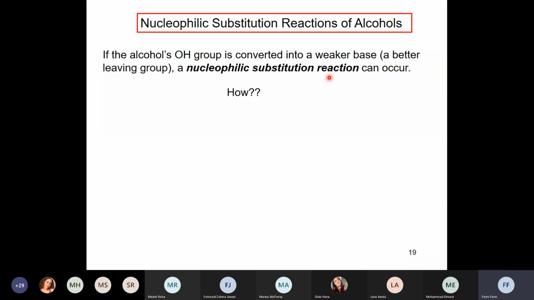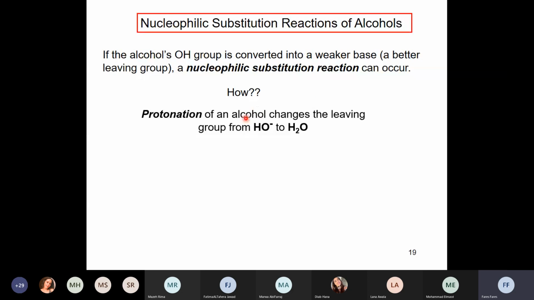How can we perform that? It's very simple. By protonation of the alcohol that will change the leaving group from HO minus to H2O. كيف يعني? This same CH3OH, the alcohol methanol that you attempted to react with Br minus only, let's react the alcohol with HBr instead. Reacting with HBr, يعني reacting with an acid.